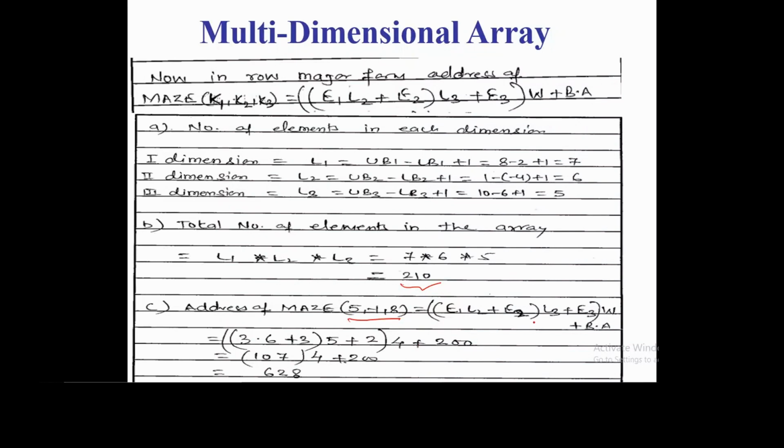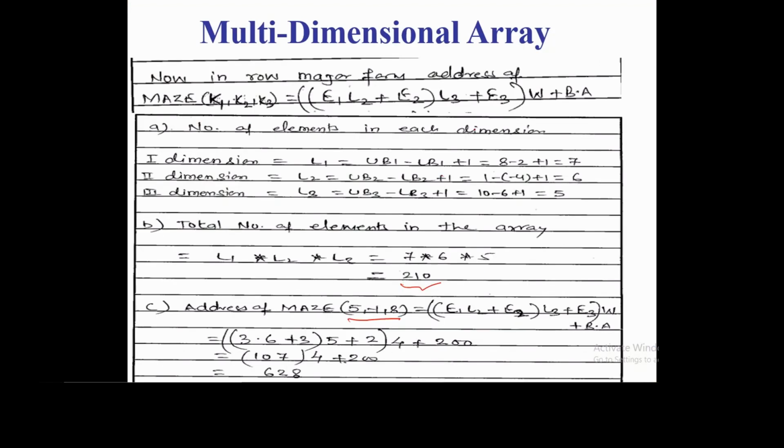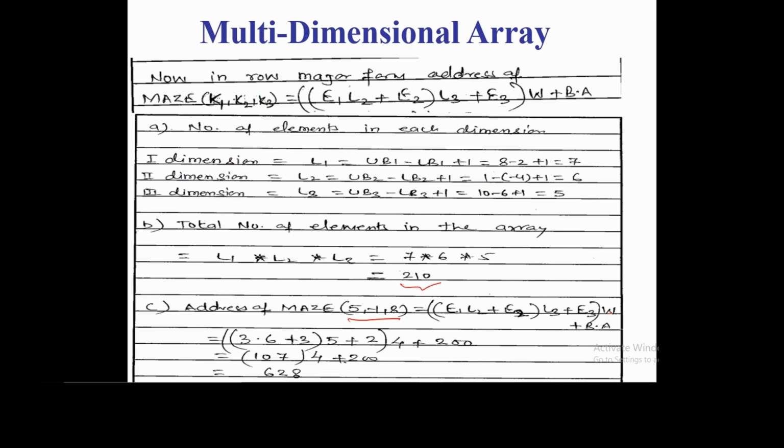Okay, so it is a formula in the row major order form, and it is for 3 dimensions. So we will use E1 times L2 plus E2, in brackets, multiplied by L3 plus E3, up to here. The formula is E1 L2 plus E2, multiplied by L3 plus E3, like this. This is the word size. So we simply put the values. The base address is given as 200, the word size is 4, and we simply put the values here.